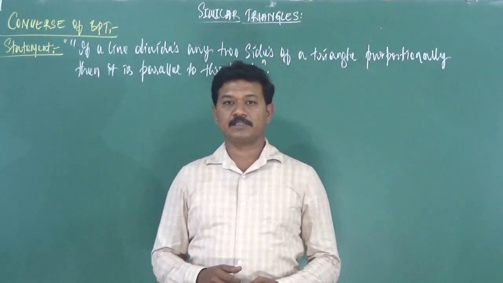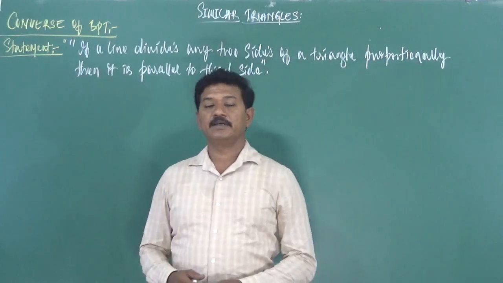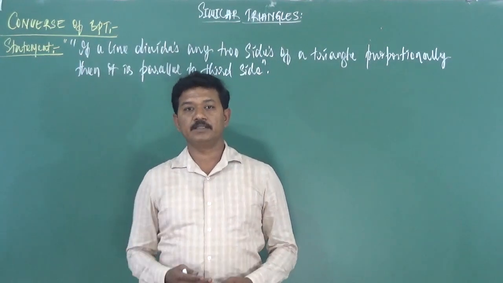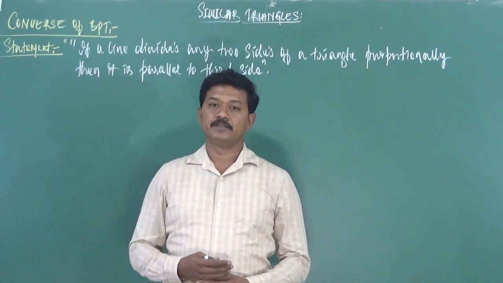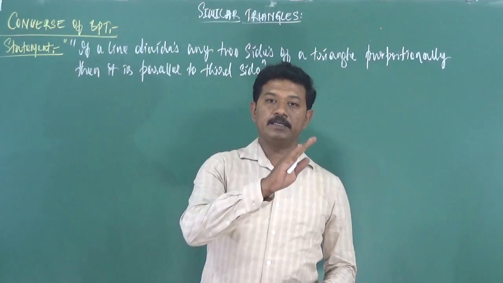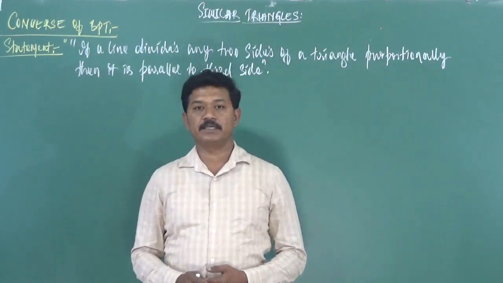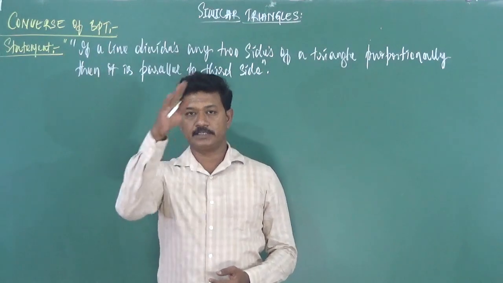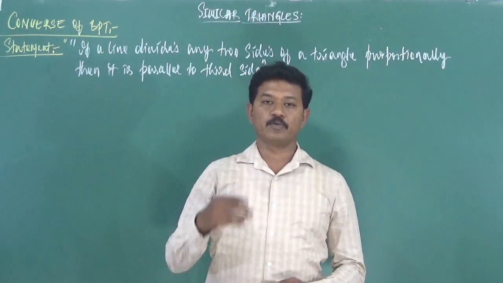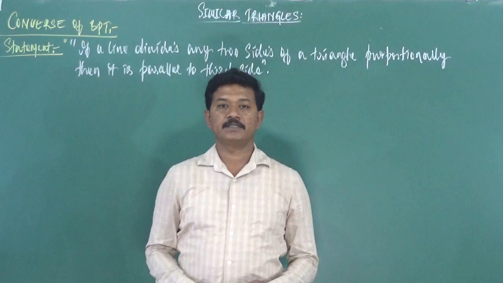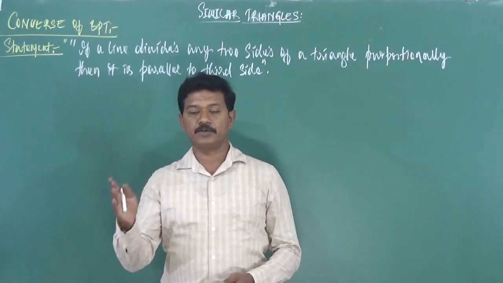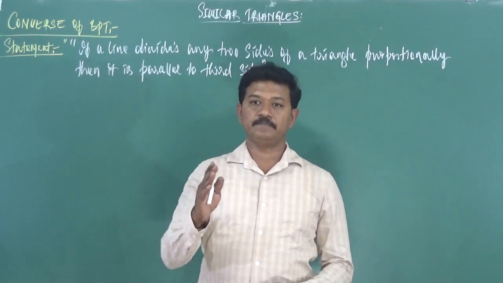So in the previous session of mathematics, we had proved the Thales theorem. It states that if a line is drawn parallel to a side of a triangle, then it divides the other two sides proportionately. It is a famous theorem, called Thales theorem or basic proportionality theorem.